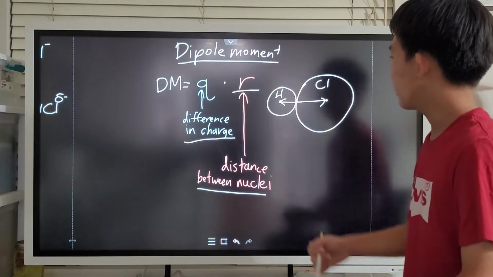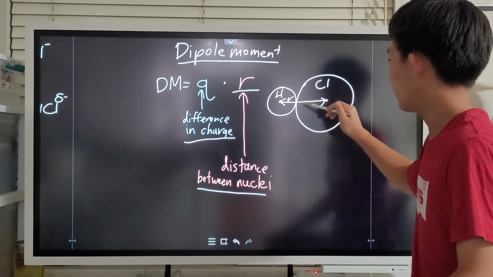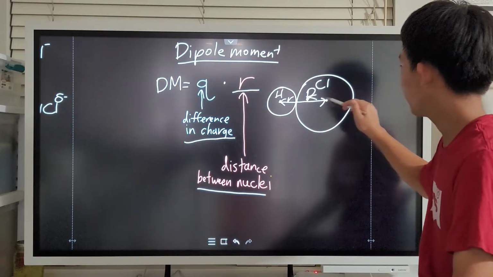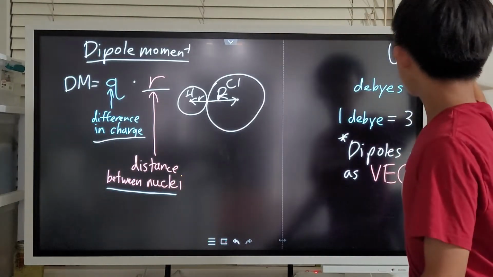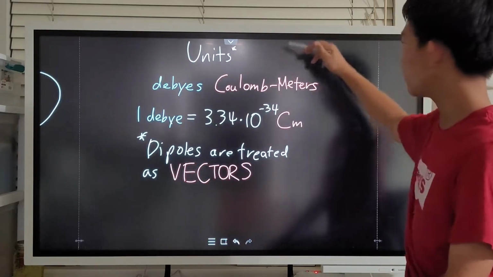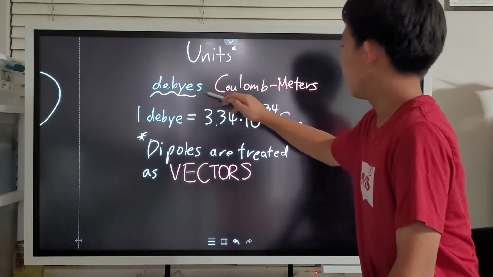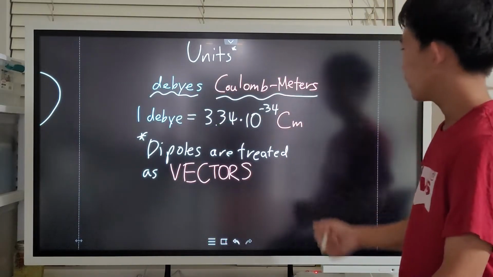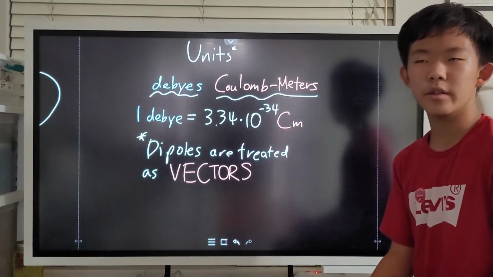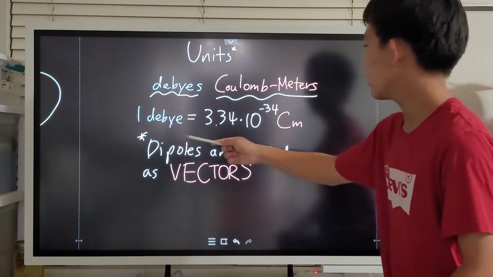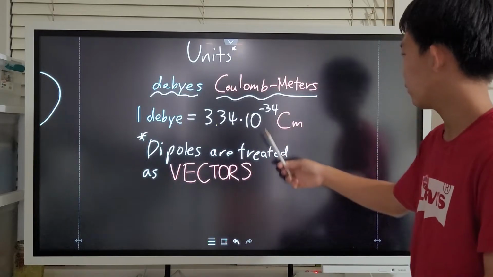It's kind of logical that it's R because it's the radius of the hydrogen atom and the radius of the chlorine atom. Let me depict this. Now we have two major units for dipole moment. It's called either debye or coulomb-meters. Coulomb-meters is a very large unit, and because of that, 1 debye is equal to 3.34 times 10 to the negative 34th power coulomb-meters.